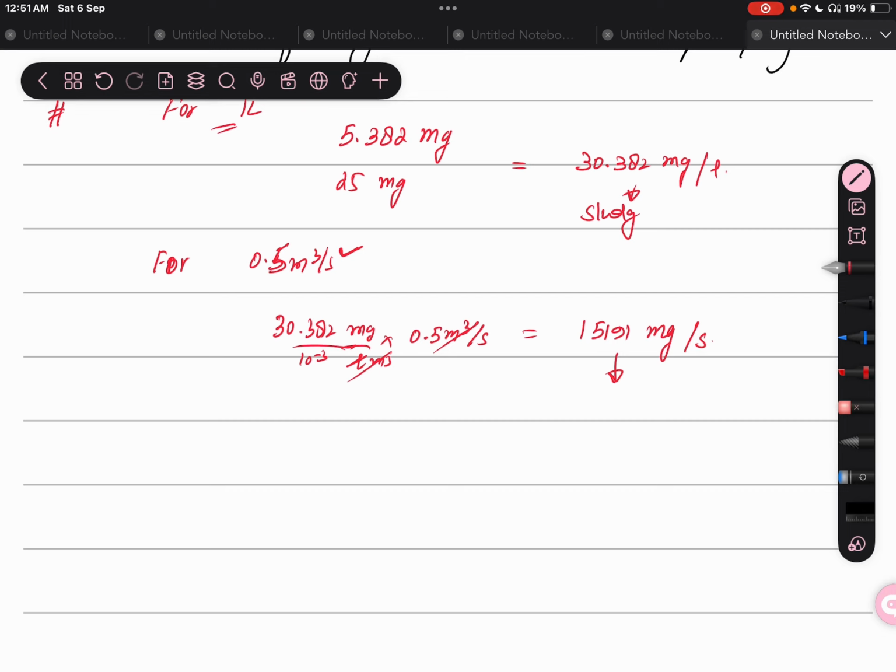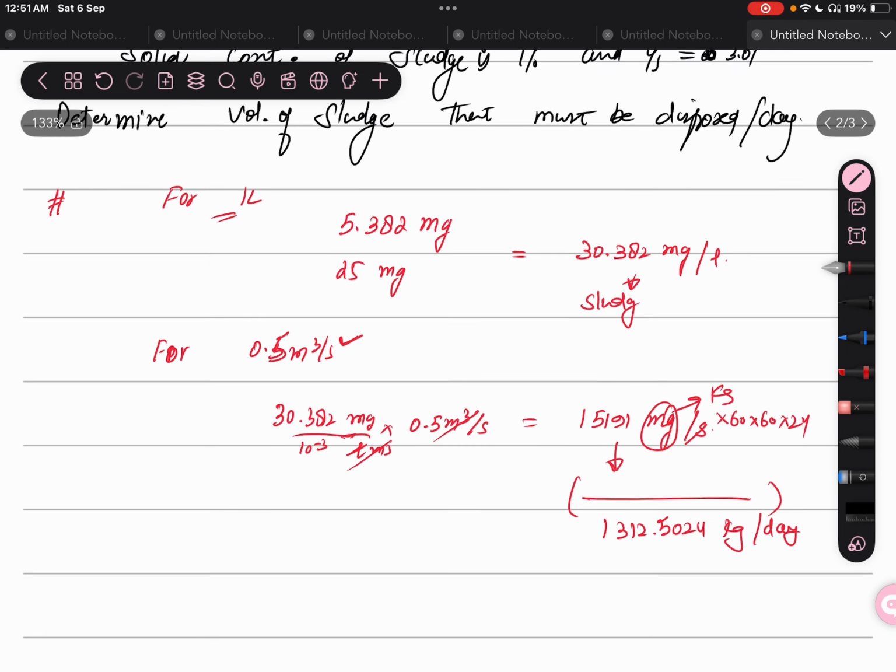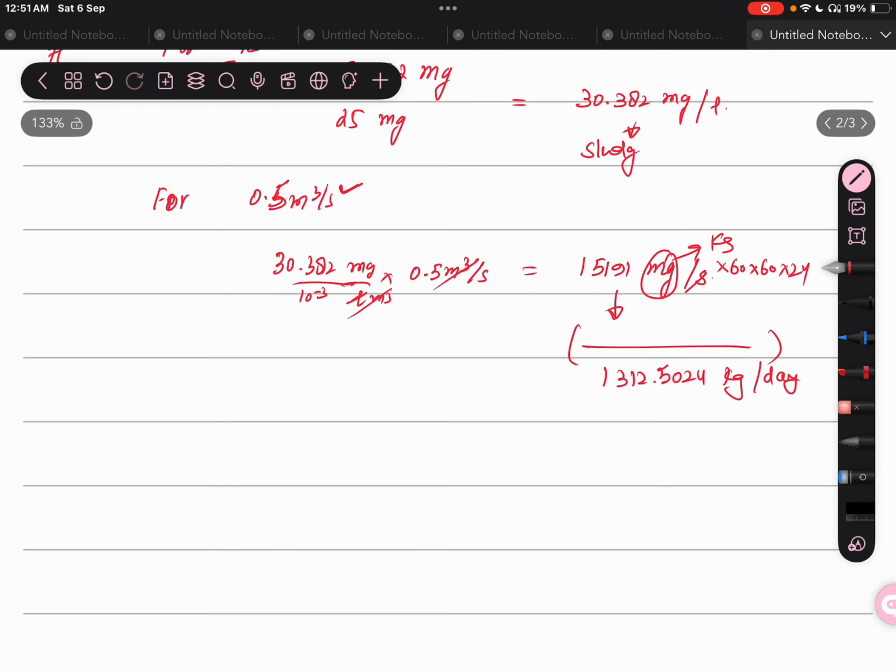Now I'll convert this to per day, so I have to multiply by 60, 60 and 24. Then I'll convert milligram to kg by dividing by 10 to the power 6. So this will become 1312.5024 kg. Meaning that per day, this much of solid gets deposited in the sludge.